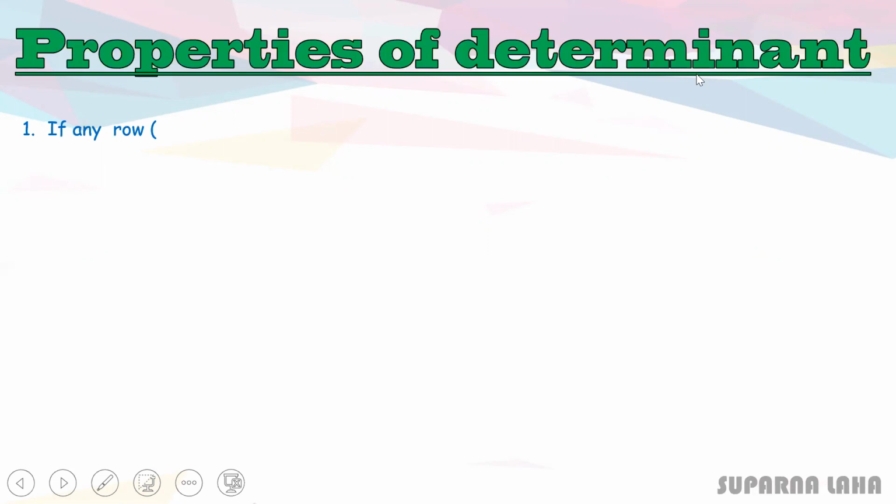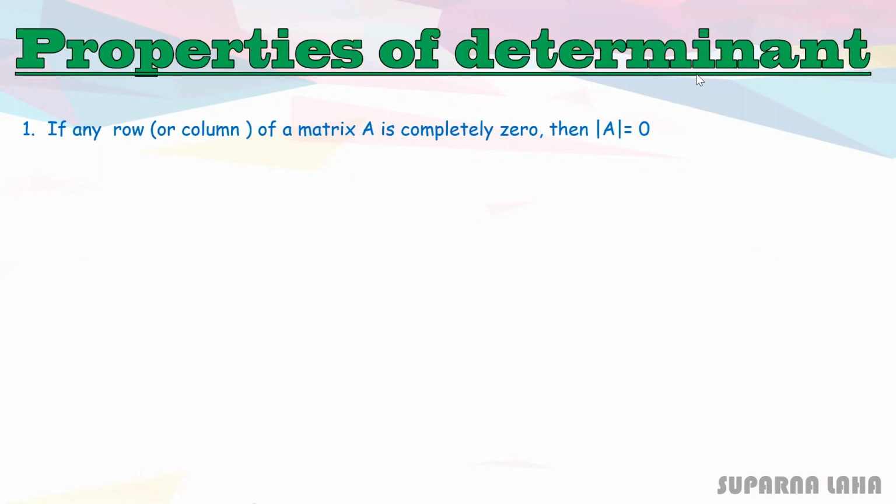The first property is: if any row or column of a matrix A is completely zero, meaning all the elements of this row or column are zero, then the determinant value of this matrix, that is det of A, is zero.